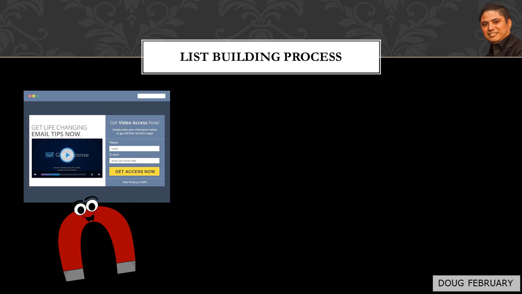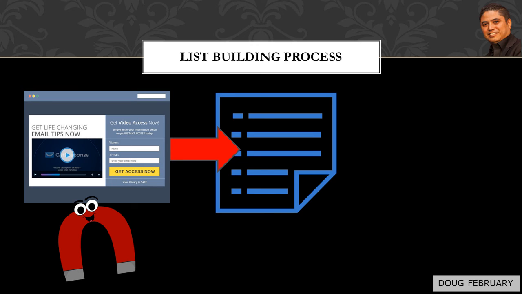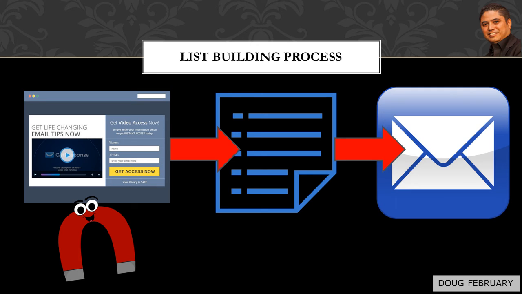What happens at this point when they enter their name and email? They will hit the submit button, the get access button or the register button. And what then happens is that the emails get captured into an email list. This all gets done automatically. You can then send them mail immediately or at certain frequencies or whatever it might be that you want to do.